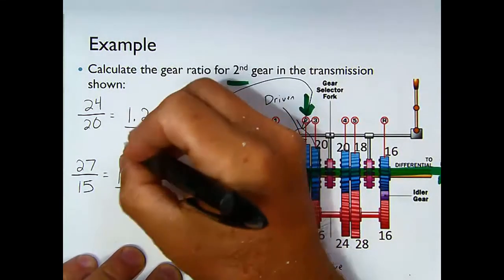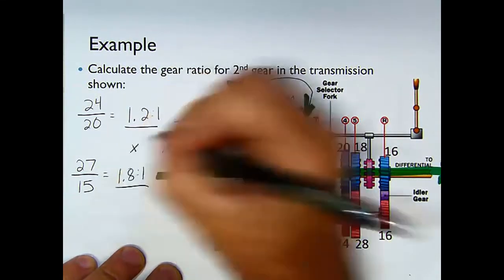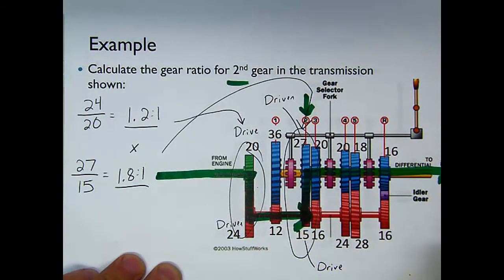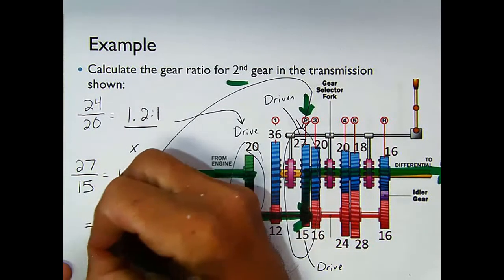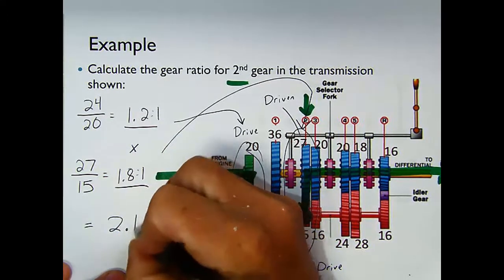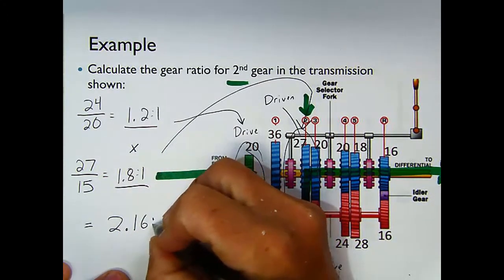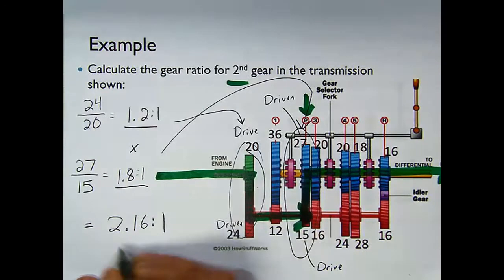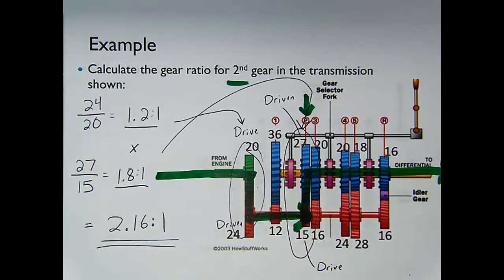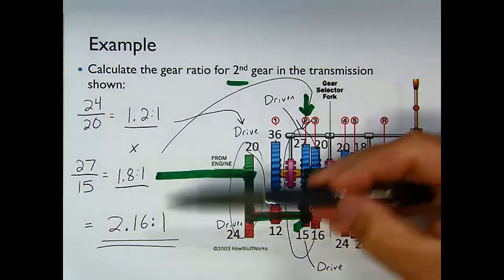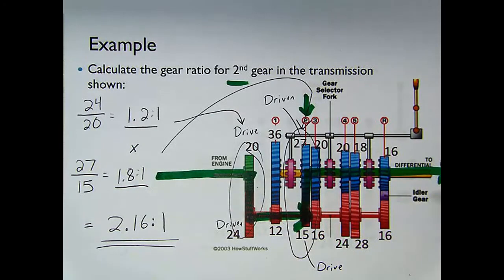Now, as we just saw, when we have gears working together, we multiply those, and 1.2 times 1.8 turns out to be 2.16, and that is the overall gear ratio then for second gear, 2.16 to 1, and we're done. That means the engine has to turn 2.16 times to get the output shaft of the transmission to turn once.